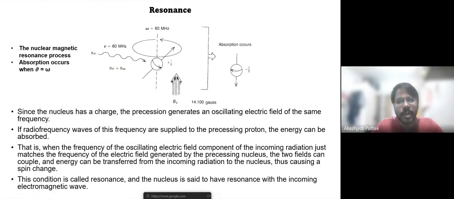Now coming to what is resonance in NMR, nuclear magnetic resonance? We already have understood, but just to summarize everything, let's understand this slide once again. The nuclear magnetic resonance process will only occur when you provide a frequency which is equal to the Larmor frequency of the nuclei. So when nu is equal to omega, where omega is the Larmor frequency, only then will the nuclei absorb that particular energy and transition to a higher energy state.